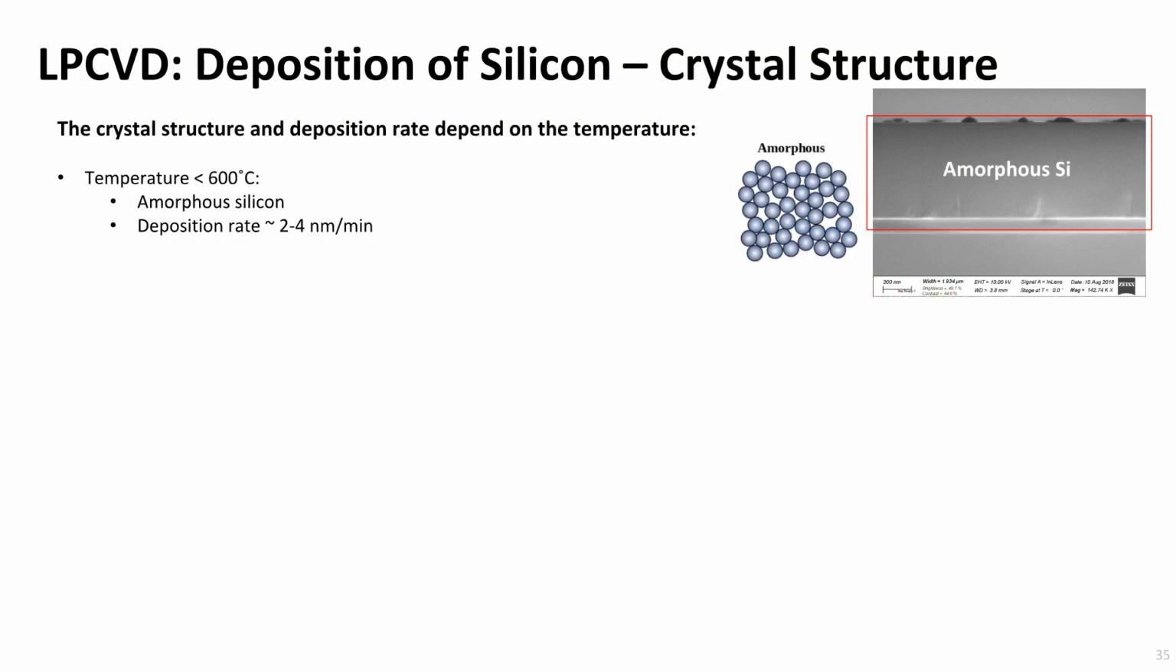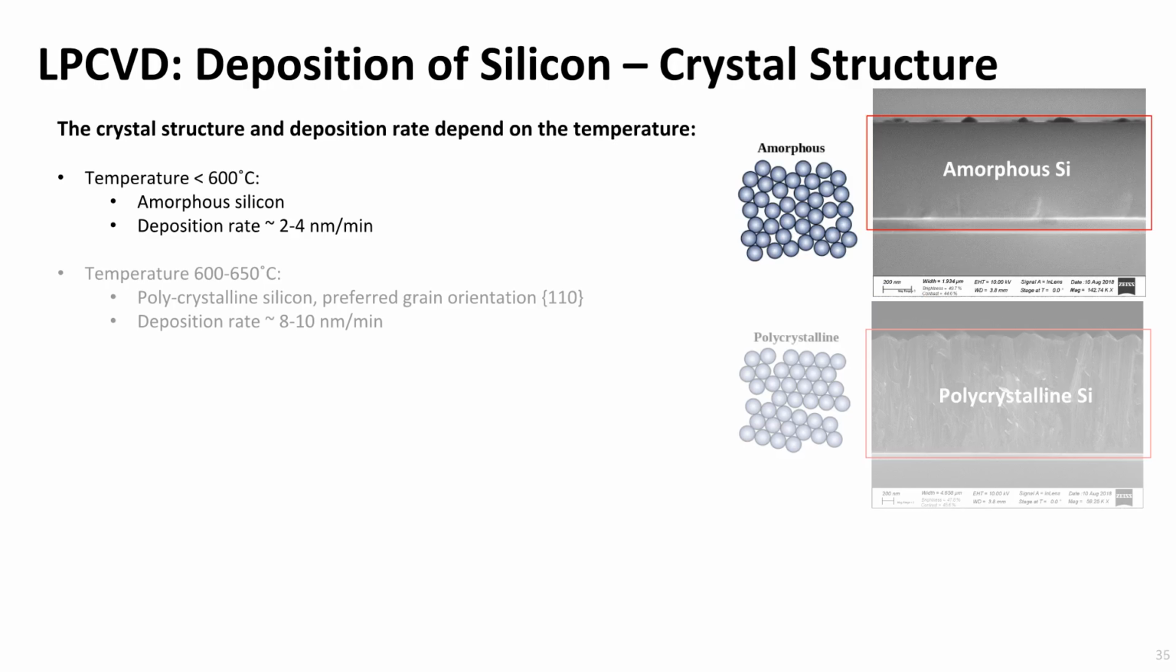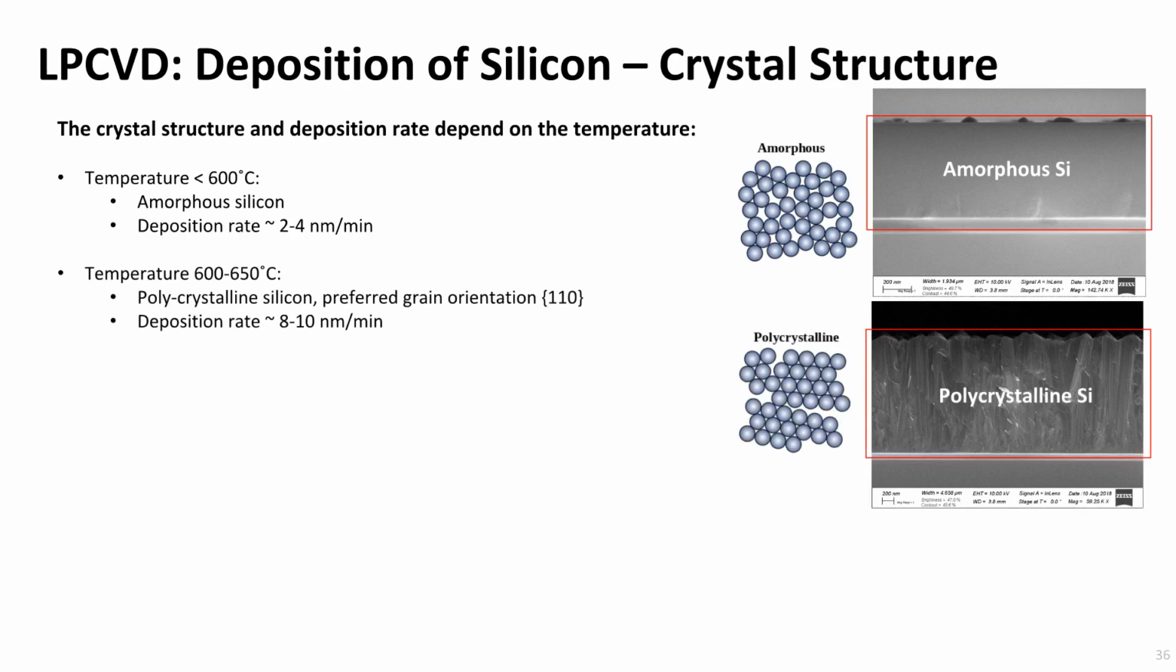The crystal structure and the deposition rate for LPCVD deposited silicon depends on the deposition temperature. For temperatures below 600 degrees, amorphous silicon is deposited with a relatively low deposition rate of 2 to 4 nanometers per minute. If the temperature is increased to between 600 and 650 degrees, polycrystalline silicon with a preferred grain orientation of 110 is deposited.